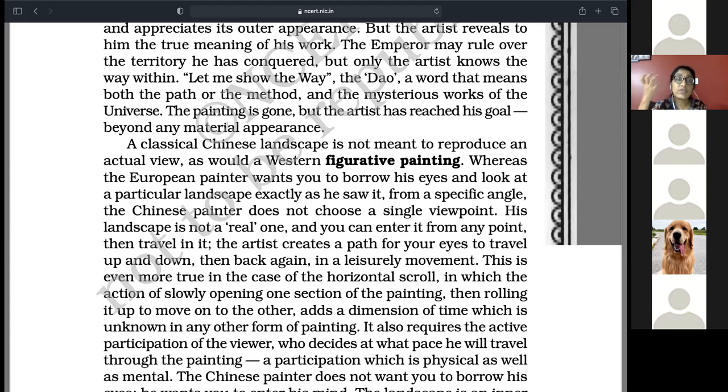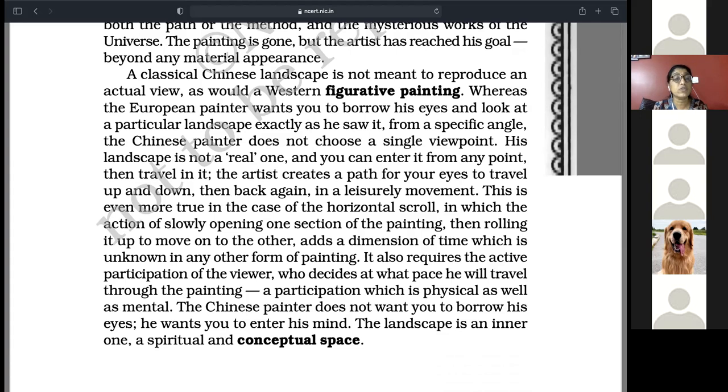Try to find out the meaning behind that. Not that you see it just as it is made, वो जैसा बना है उसको वैसा ही नहीं देखना है. This is even more true in the case of the horizontal scroll, in which the action of slowly opening one section of the painting, then rolling it up to move on to other, adds a dimension of time which is unknown in any other form of painting.